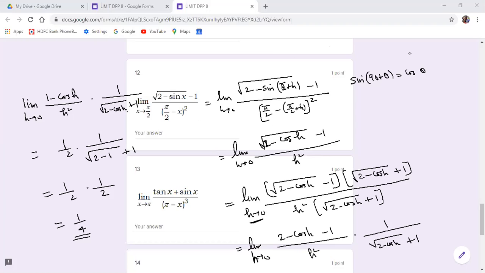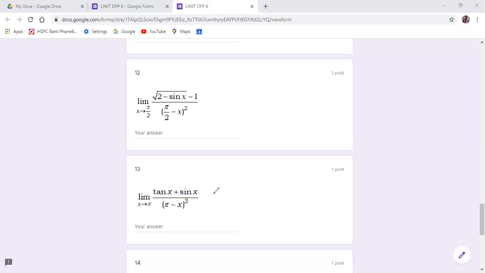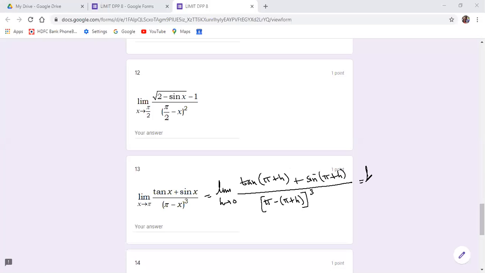So for the next one, I got limit h tending to 0, tan of pi plus h plus sine of pi plus h divided by pi minus pi plus h, but whole this is in the cube. That became limit h tending to 0.